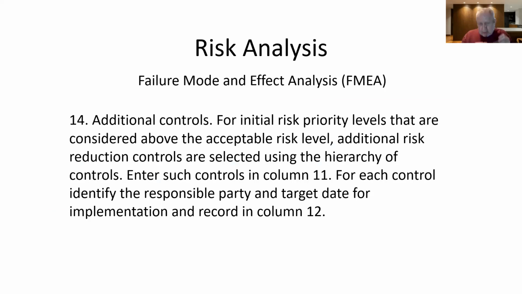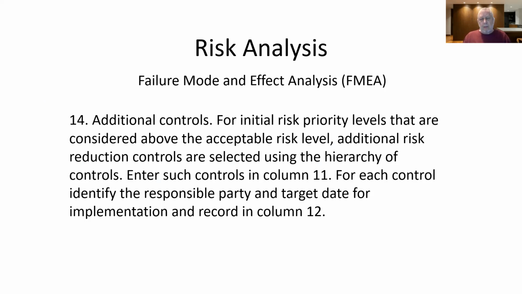Now, additional controls. For initial risk priority levels that are considered above the acceptable risk level, additional risk reduction controls are selected using the hierarchy of controls. Enter such controls in column 11. For each control, identify the responsible party and target date for implementation and record in column 12. This is a good idea. When you decide to do something, you got to have somebody that's the responsible party.